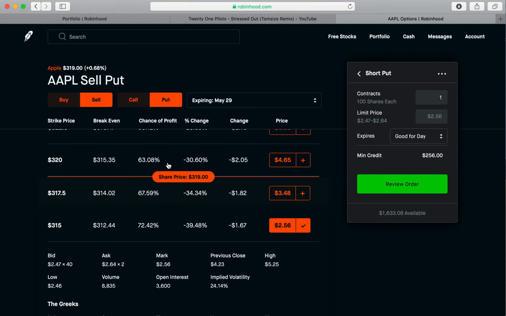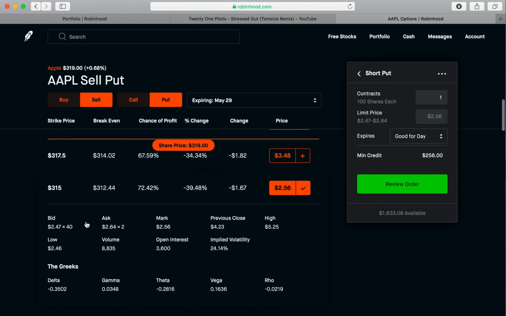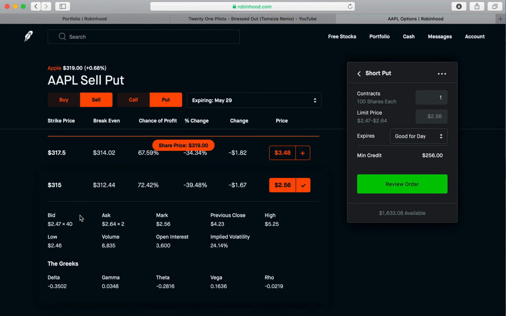But what would happen if Apple is below 315? Let's say Apple ends at 314. That means the 315 option that you sold would be considered in the money and you would get exercised and assigned. So essentially, you still get to keep the $256, but now you're also going to have to buy 100 shares of Apple at 315. Don't worry about it. If you want to do this, you're going to have enough collateral to be able to have 100 shares of Apple. Robinhood and your broker wouldn't let you enter this trade unless you have enough money to cover the assignment.